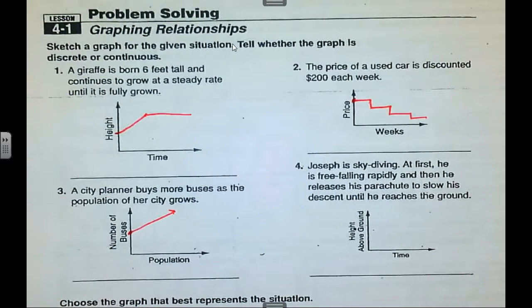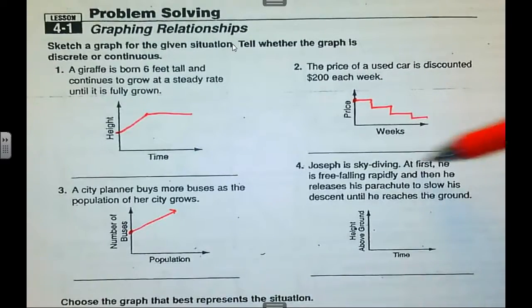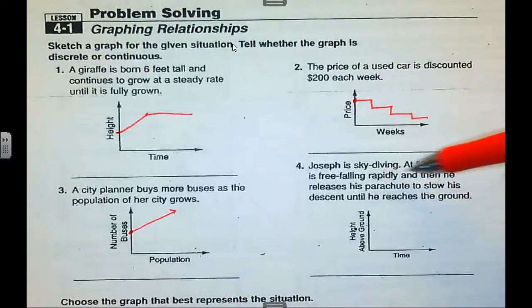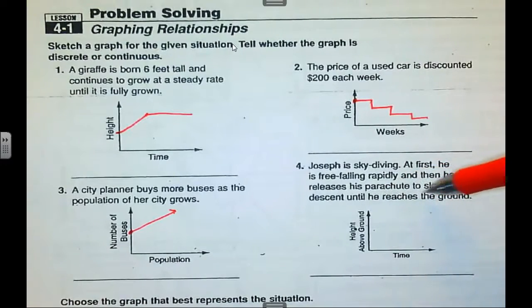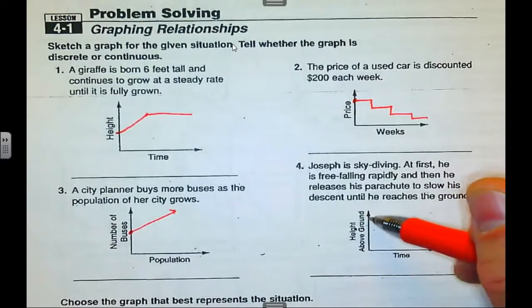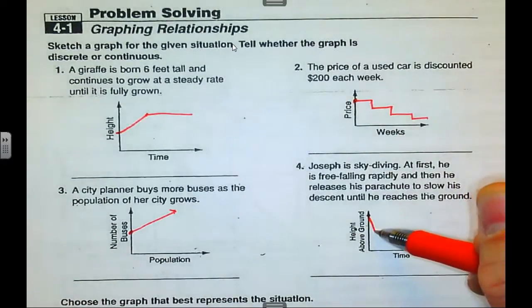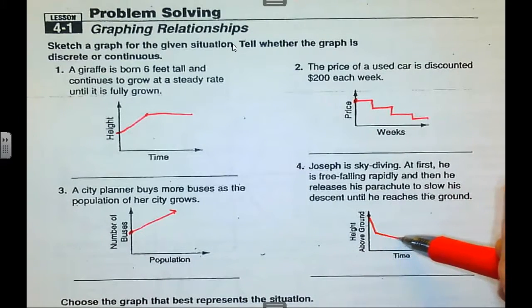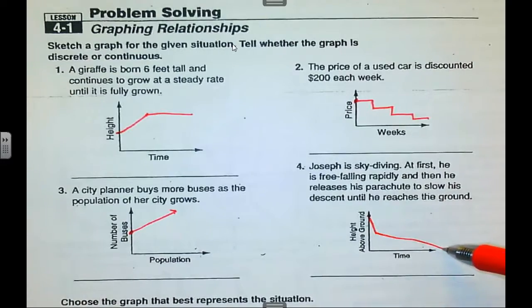Number four, Joseph is skydiving. At first he is free falling rapidly, then he releases his parachute to slow his descent until he reaches the ground. Okay, so here's the height above the ground. So it's really quickly dropping, but then all of a sudden he opens his parachute and gradually hits the ground, right?